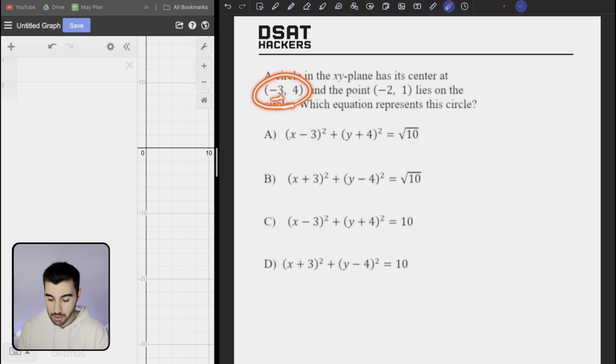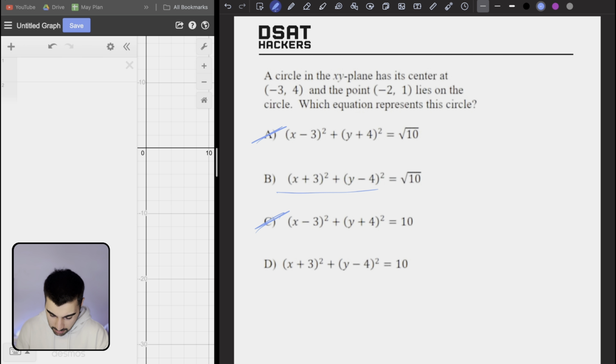The signs will change, okay? So the center of the circle in the equation should be 3 and negative 4. 3 and negative 4 right here, 3 and negative 4 right here. So we are between B and D, all right? So these are out. B and D, the difference between them is this radius. So let's find the radius.